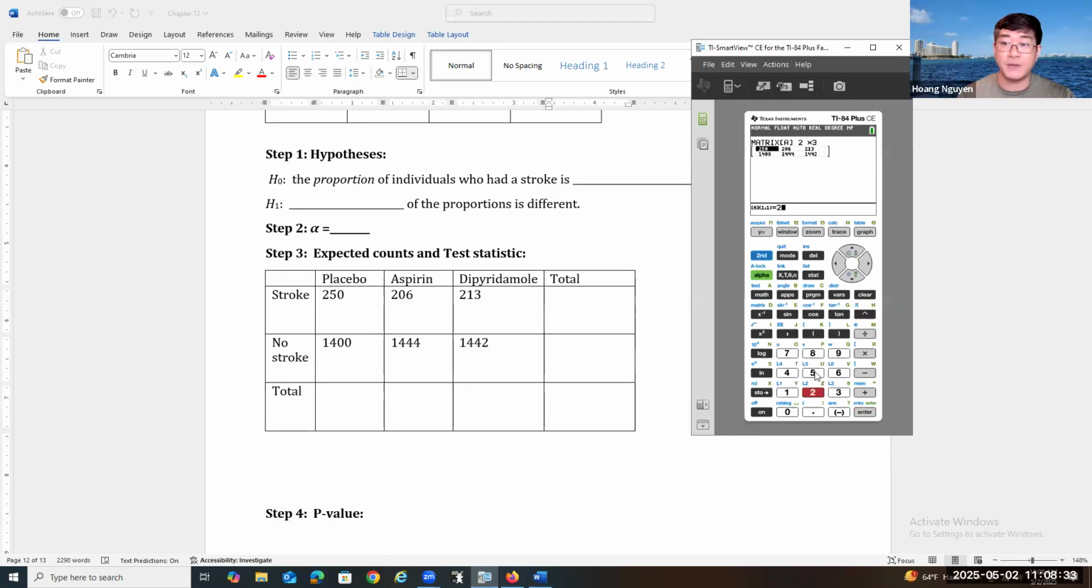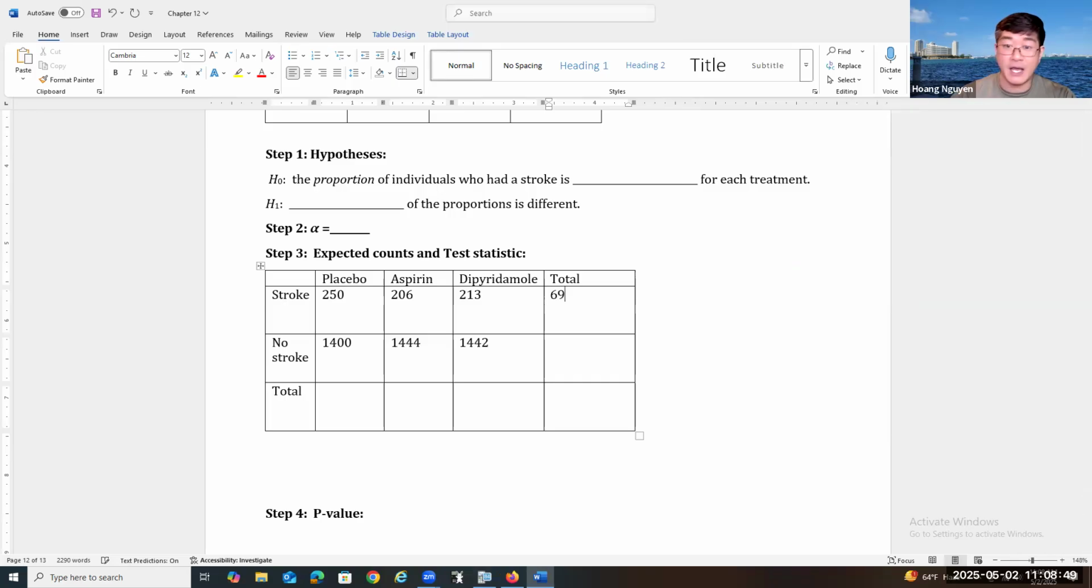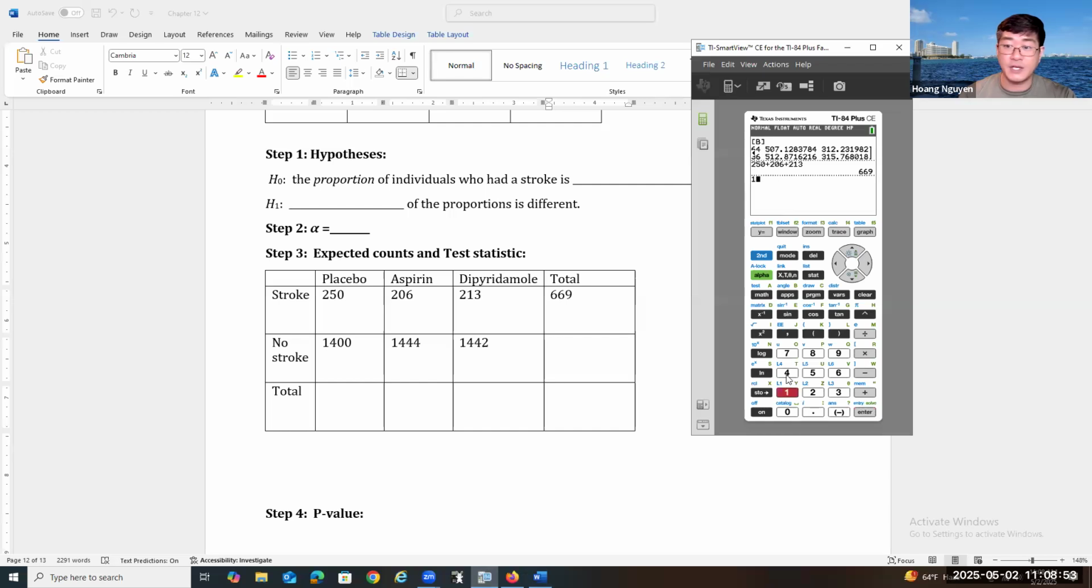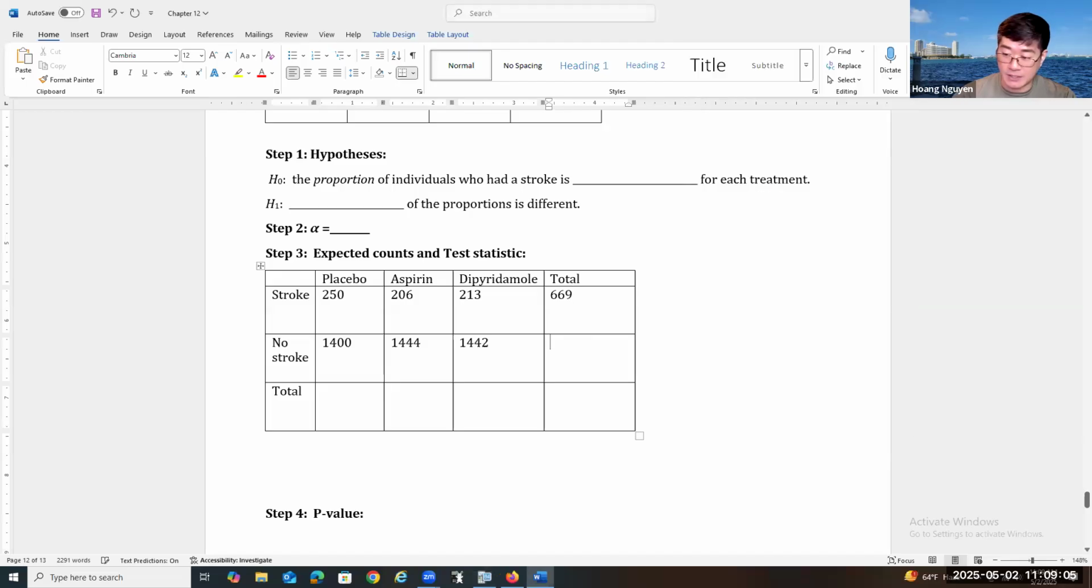So it's going to be 250 plus 206 plus 213. Okay, so that's going to be 669. Now the next one is going to be 1400 plus 1444 plus 1442. That's going to be 4286. Okay, 4286.